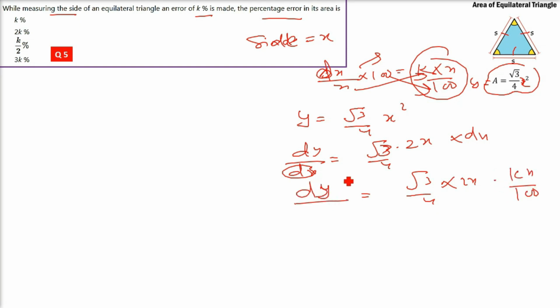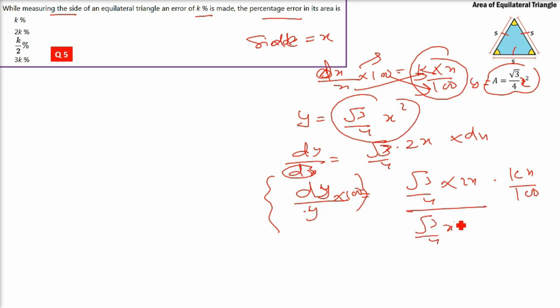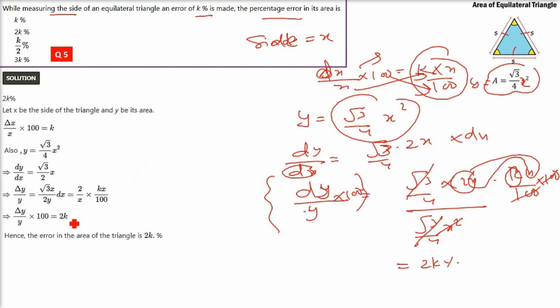Now dy by y into 100 has to be computed, so you need to have 100 on the right hand side, and you need to divide it by y, which is essentially the area, root 3 by 4 x square. Put that here, and write everything I am saying. 100 goes, x square also goes, root 3 by 4 goes, you have 2 and k. So this is 2k. So dy by y into 100 is 2k%. The error in the area is 2k%.